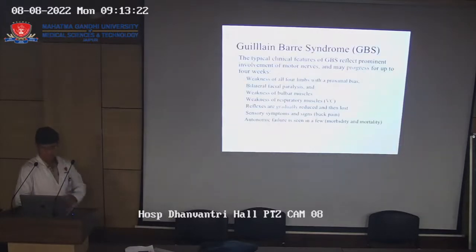So what are the typical clinical features of GBS? The typical clinical features are prominent involvement of the motor nerves, and it may progress for up to 4 weeks. There will be weakness of all 4 limbs with a proximal bias. There will be bilateral facial paralysis. There will be weakness of the bulbar muscles and weakness of the respiratory muscles. Reflexes are gradually reduced and then lost, and there may be sensory signs and symptoms, and autonomic failure in certain cases. So in the pure form of GBS, you will get a progressive symmetrical weakness of all 4 limbs.